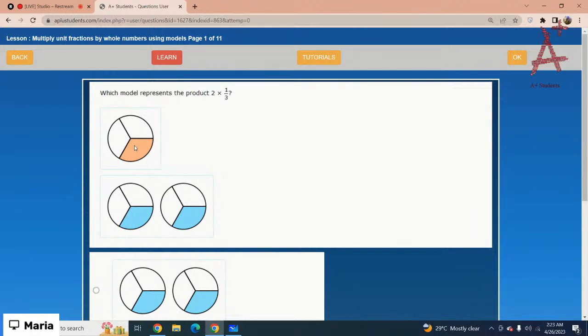So the second one, you have two circles, and each circle represents 1 out of 3. Got it? That means the second option represents 2 times 1 over 3. Got it?